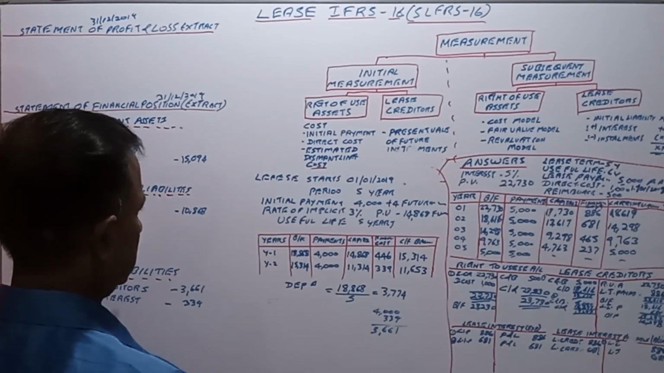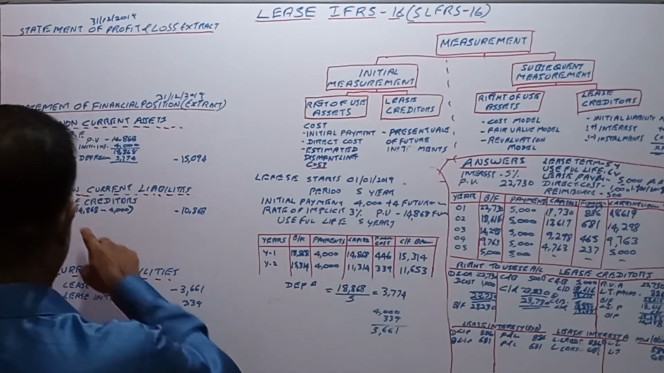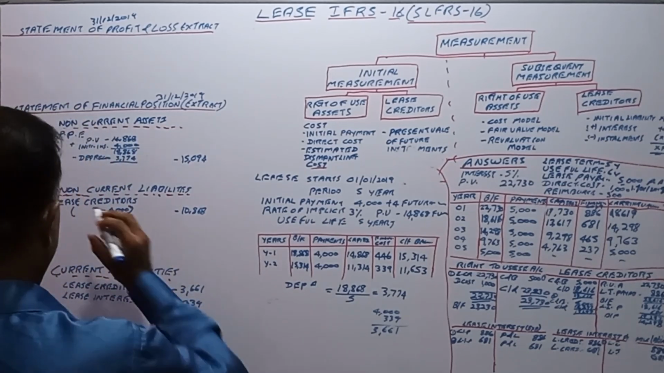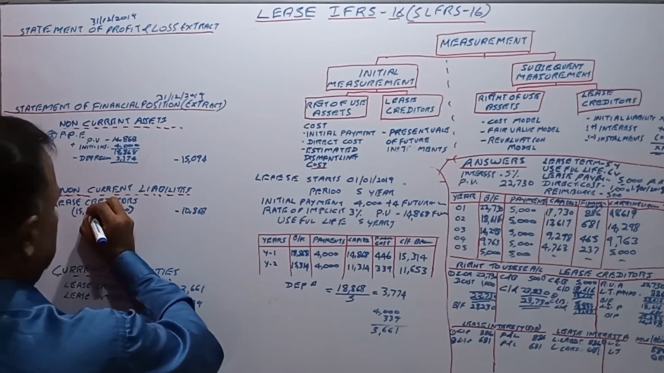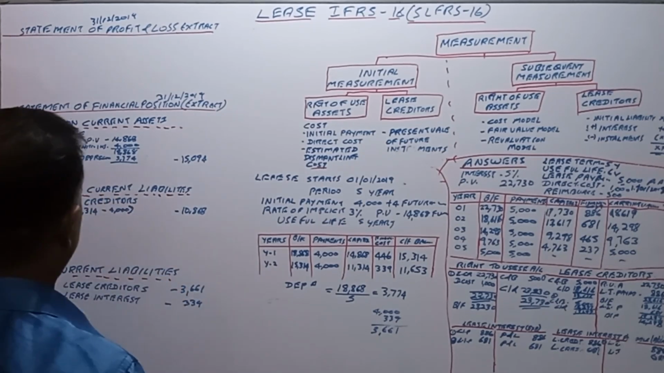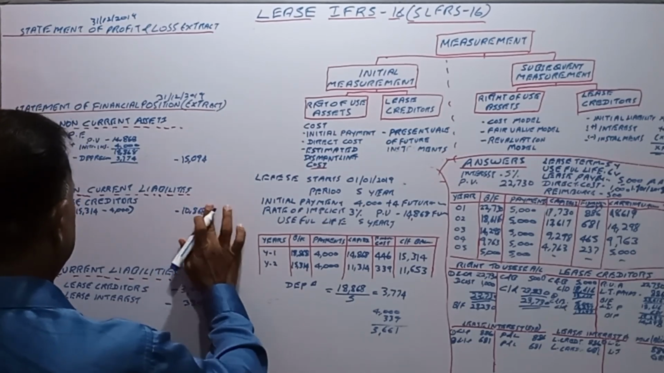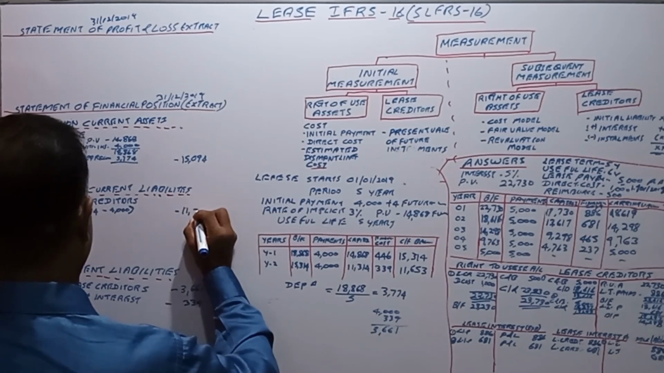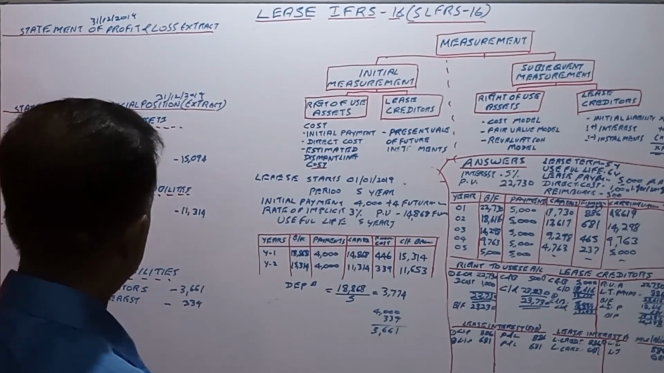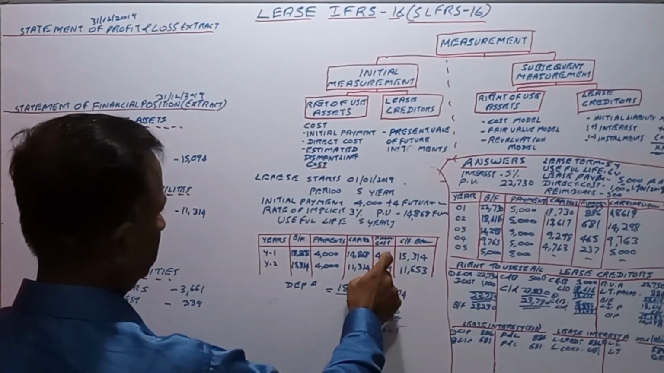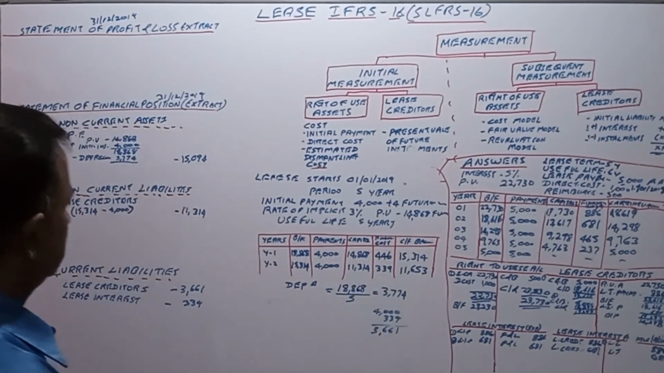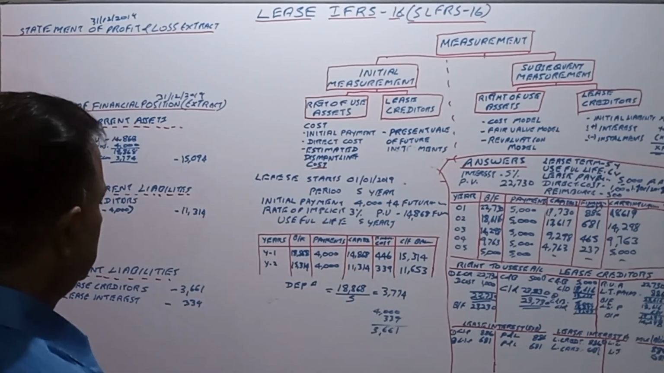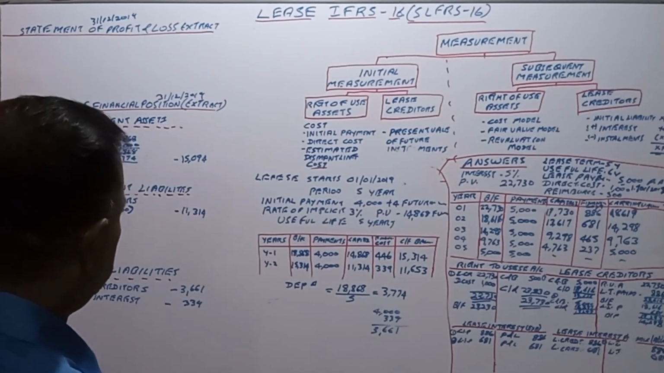Sorry, 15,000. 15,314 minus 4,000 is 11,340, right? This is 15,000, and we had to add the cost of this also, no? Right?